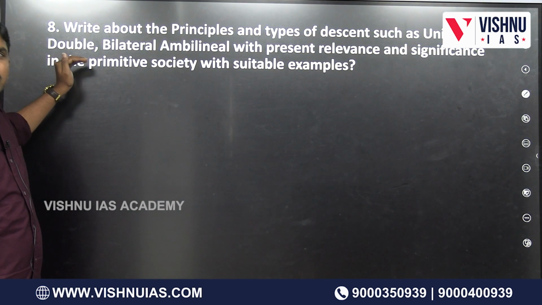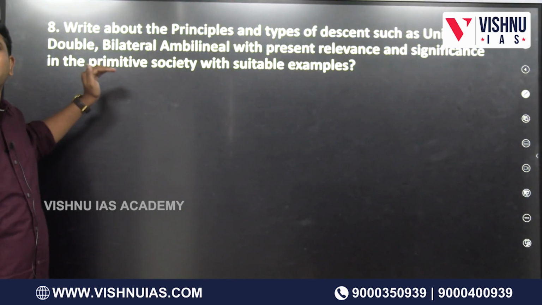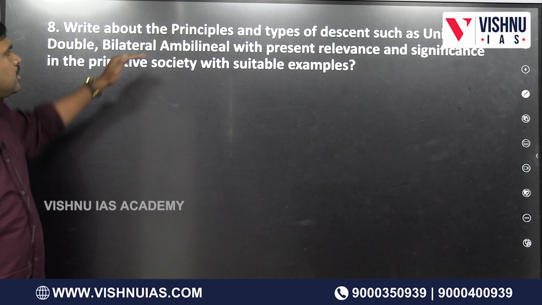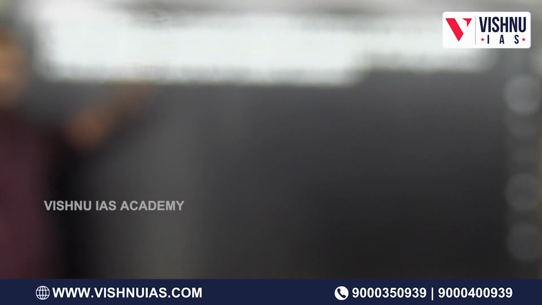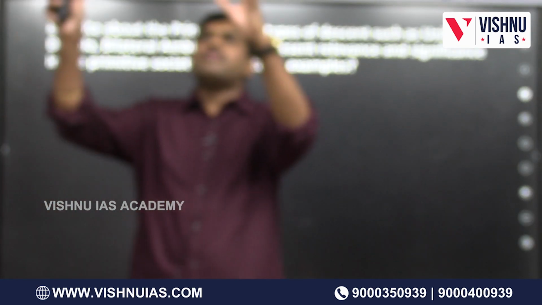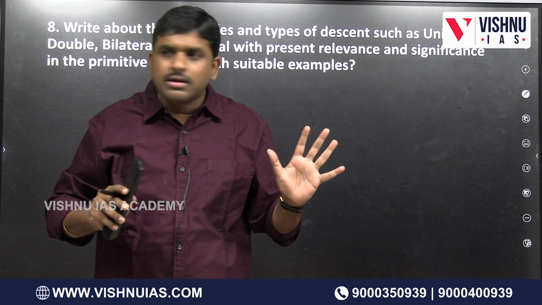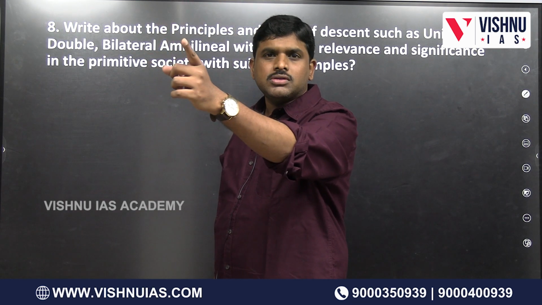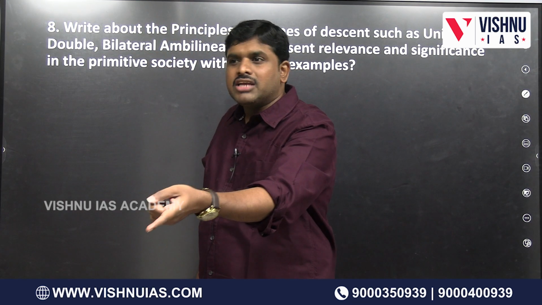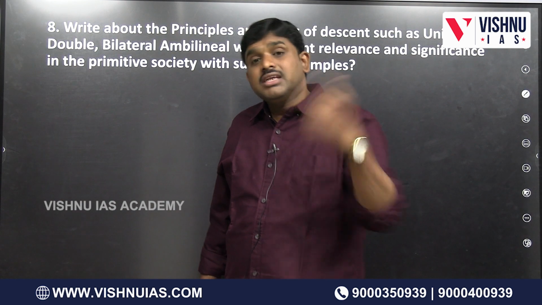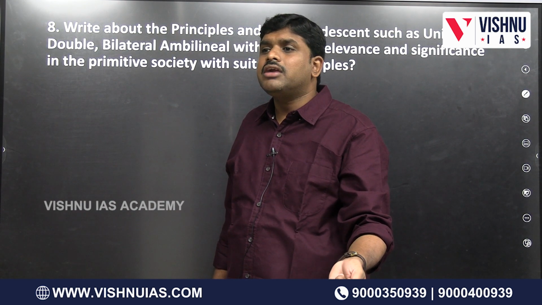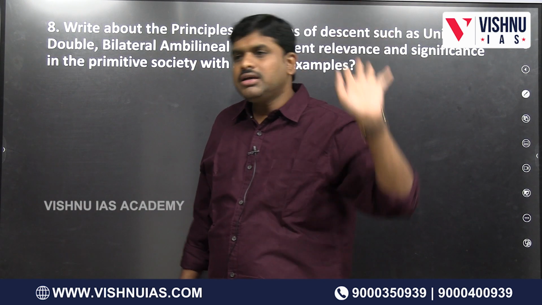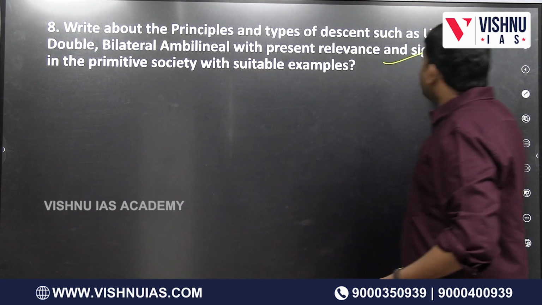With respect to double descent. What is double descent? Some tribes from father, like material tribes from father, non-material tribes from mother. For example, Yako tribe. Then bilateral descent. What is bilateral descent? I can share equally from father, I can share equally from mother. Ambilineal. In one generation only one I can choose. If I want to change, in next generation only I can change. That is called as ambilineal descent. There is another extra descent which is called as parallel descent, whereby all females will be tracing mother side, all males will be tracing father side.